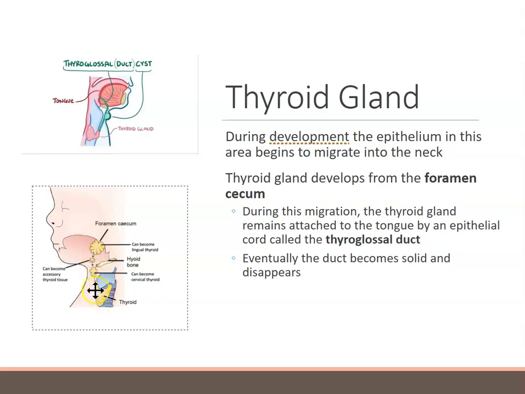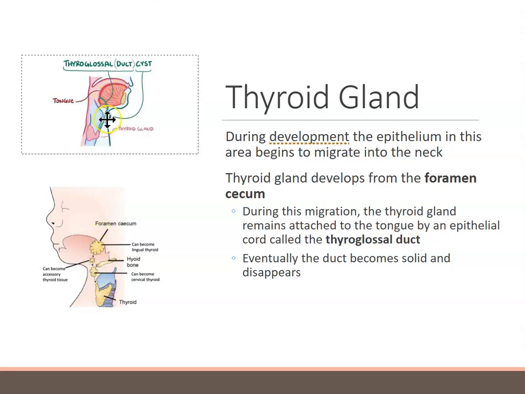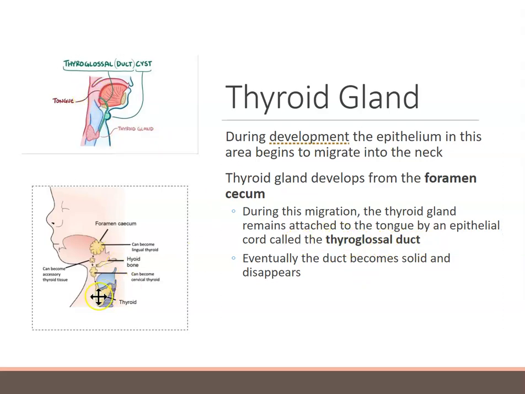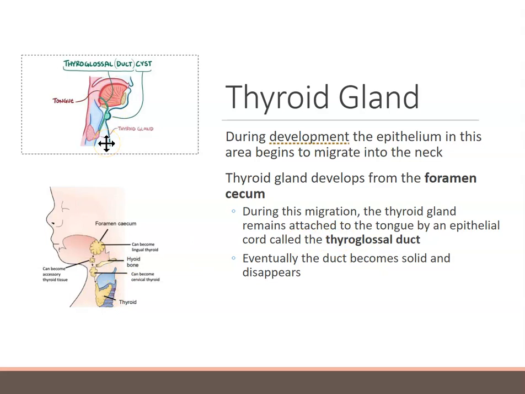Now, as it's migrating, imagine a line being formed. Actually, the line is right here from the tongue to the thyroid gland, and that line is a duct. So it travels over here, and that duct is known as a thyroglossal duct. Glossal for tongue, because it's at the tongue, and thyro for thyroid. So it's a duct. That duct actually eventually disappears, but just know that there is a duct. It's called a thyroglossal duct.